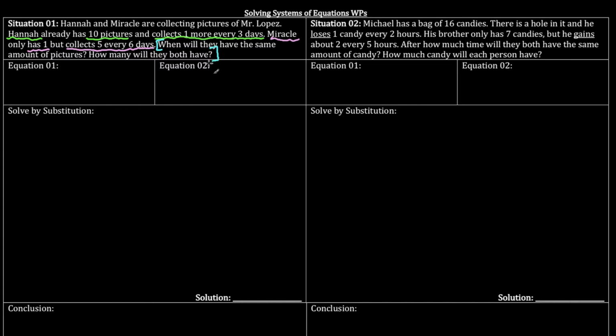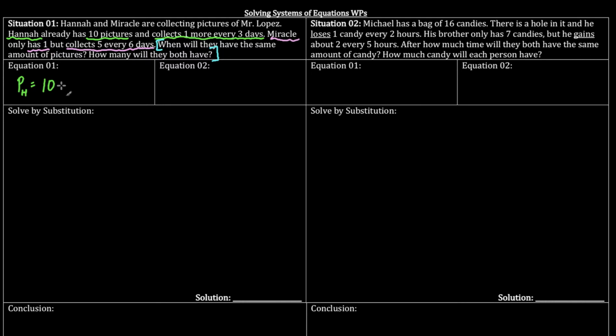So this is actually the same problem as the previous lesson. I'm just showing you a different way of getting that answer. So let's talk about Hannah first. The number of pictures is ultimately what we're talking about. So the number of pictures for Hannah starts at 10.